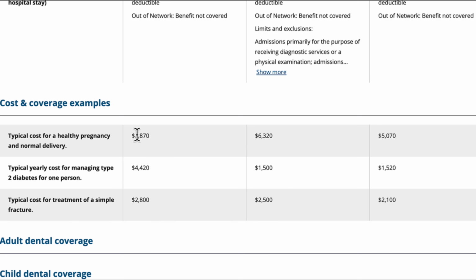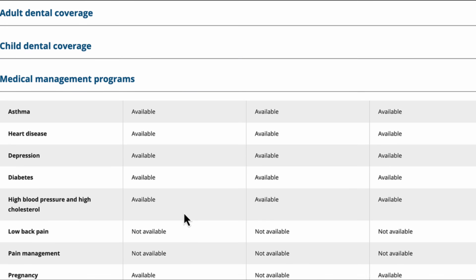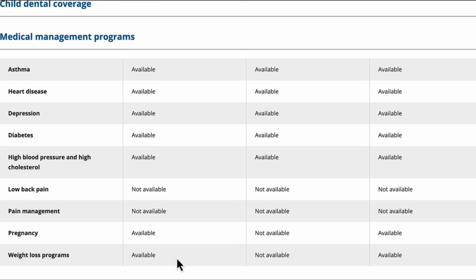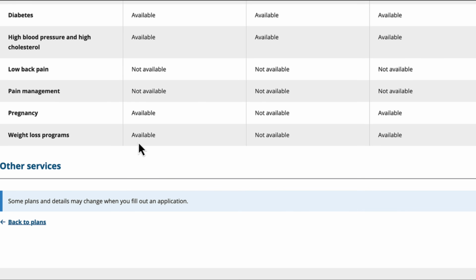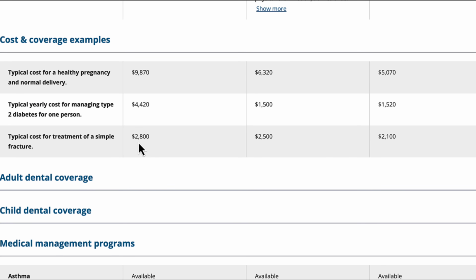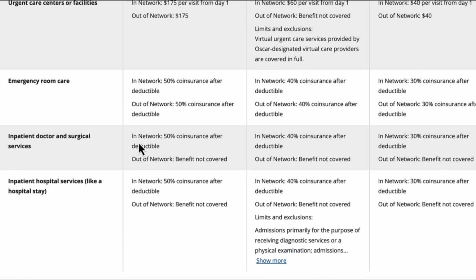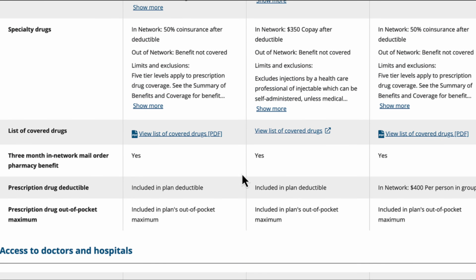And as expected, this plan is the most expensive, lowest premium, highest cost of care. Dental coverage, medical management programs, that's what I had mentioned earlier, if you wanted to filter based on that, if that's very important to you. Now, you can see some plans and details may change when you fill out an application. Very important to keep a keen eye. Don't just take this at its word. Always take everything with a grain of salt. Make sure that all the information that you're seeing here is completely 100% accurate.